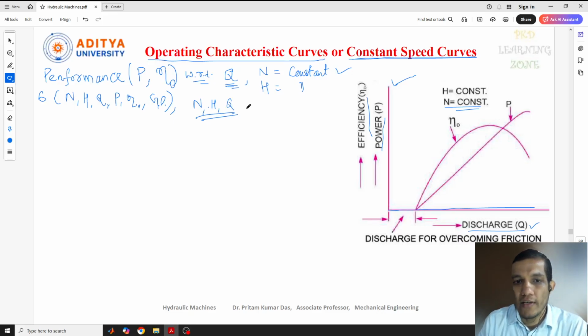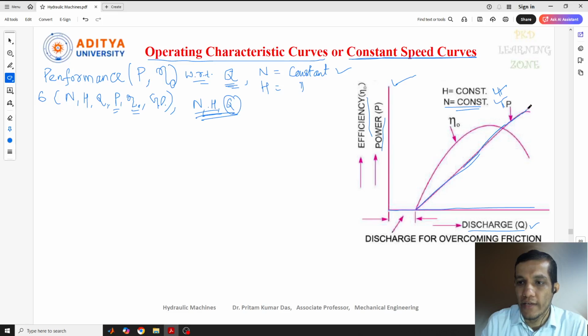Now if you see here, N and H are already constant. So the next one is the discharge. The discharge needs to be compared with respect to power and efficiency. That's what is done here. So let's try to understand how these curves, how this performance happens here. First, let's see this curve, which is for power: power versus discharge.